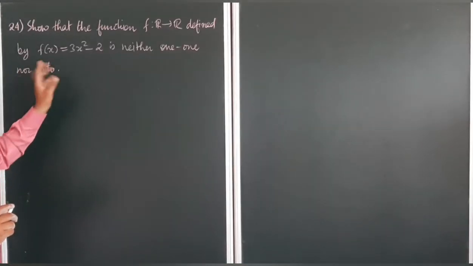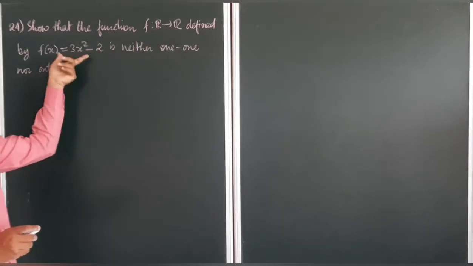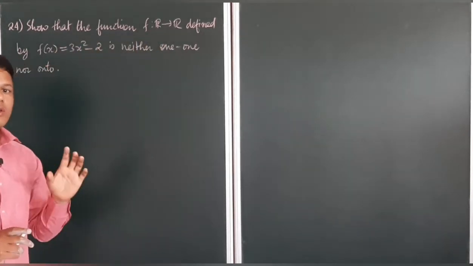Now in this question we need to show that the function from R to R defined by this is neither one-one nor onto.